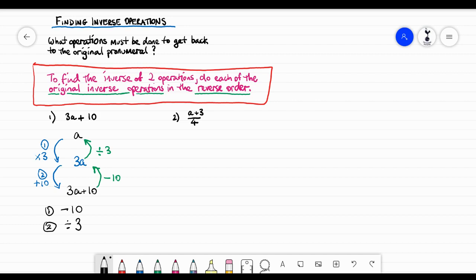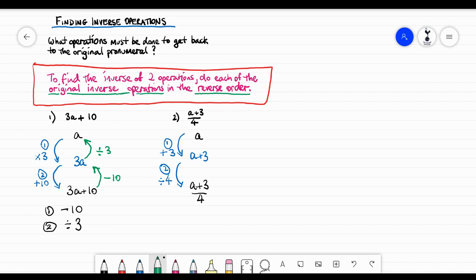Second example, going from a plus 3 over 4 back to a. Well, let's start with a and go up to, we want to finish with a plus 3 over 4. The first step we needed to do was add 3, which got us to a plus 3. And the second step was dividing by 4.